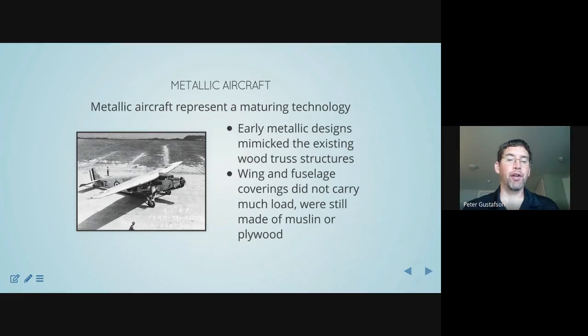However, I will mention that despite the fact they were moving to these metallic designs, they nevertheless designed them quite similarly to how they were designing wood truss-like structures. So moving to metal was a change structurally. It was a great structural innovation, but in many ways, they didn't take great advantage of that improvement in material properties.